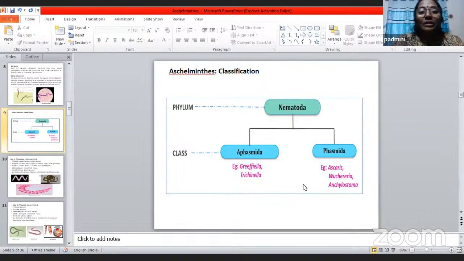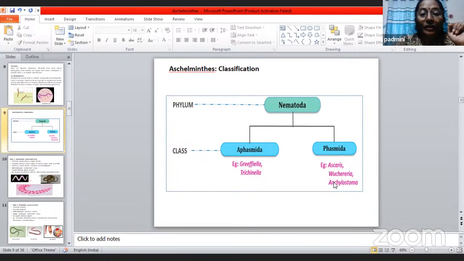Okay, coming to the Aschelminthes classification again, only up to class, we are going to talk about phylum Nematoda, or Nemathelminthes, or Aschelminthes. So don't get confused. Nematoda, Nemathelminthes or Aschelminthes are one and the same. Under phylum Nematoda, we are going to talk about class Aphasmida and Phasmida. What do you mean by Aphasmida? When we were talking about the general characters, I mentioned the lateral phasmids at the cloacal region. All those roundworms which do not have phasmids come under Aphasmida. Examples are Trichuris and Trichinella. And under Phasmida, that is the presence of phasmids, examples are Ascaris, Wuchereria, and Ankylostoma.